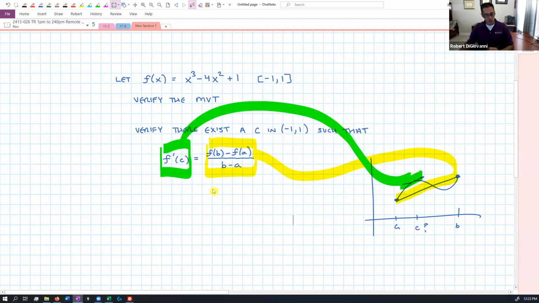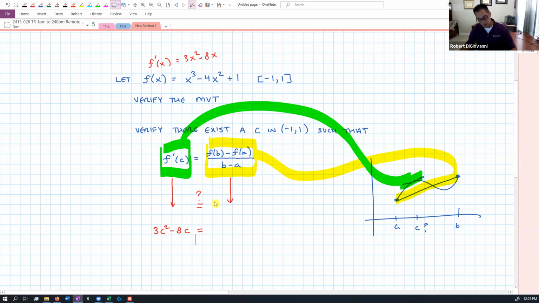Well, we're just going to work with this equation, this theorem. We're going to work with the left side and the right side and try and figure out when they're equal. So the left side should be easy because all we have to do is take the derivative of this function and plug c into it. So if I take the derivative of this, we get 3x squared minus 8x, right? And so if I plug c into that, I get 3c squared minus 8c, right? That's just the derivative with c inside of it.